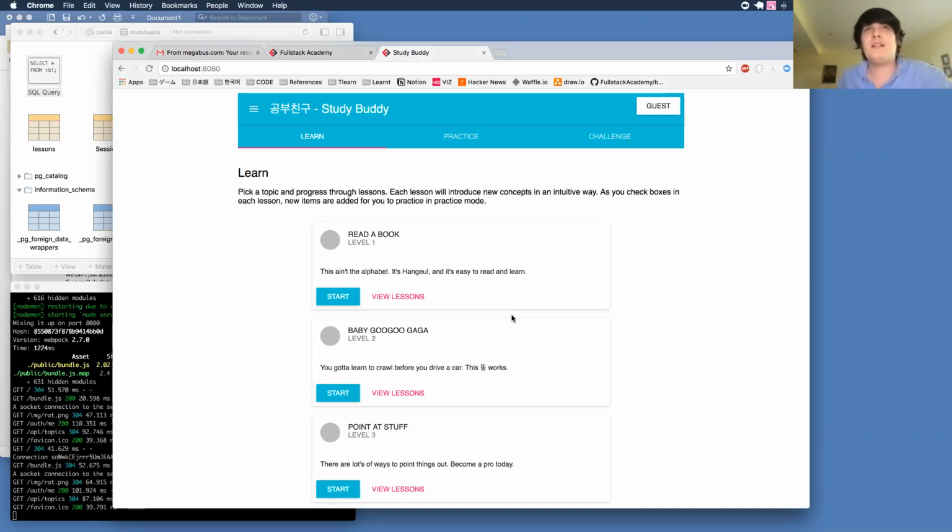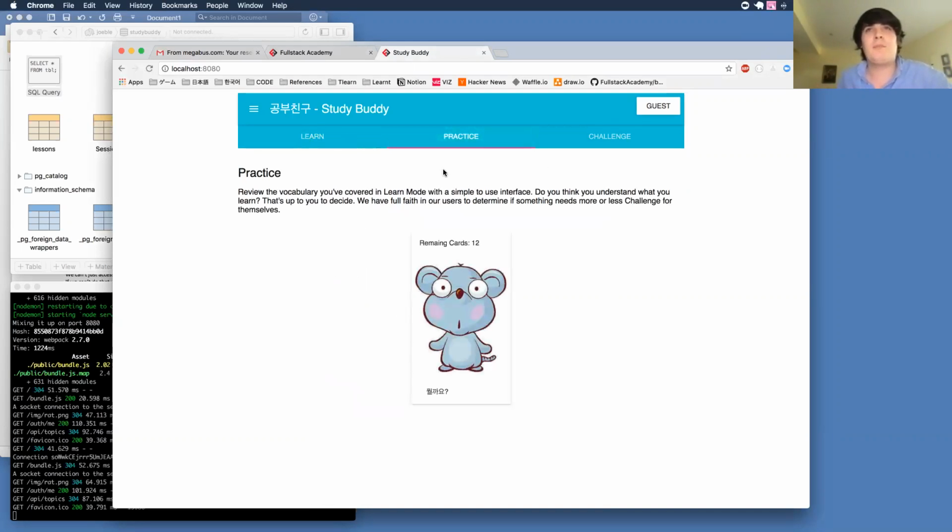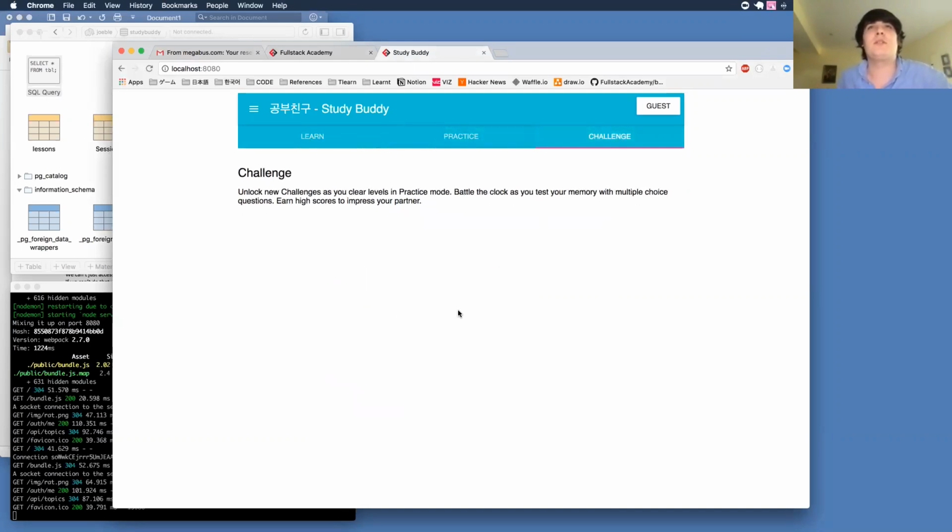So I decided that there would be three main components. There would be a learn component, a practicing component, and a challenge component. What the challenge component actually would be, I haven't developed at all. I got a little trapped by developing a curriculum, and I didn't realize that was a whole other thing as part of my project.